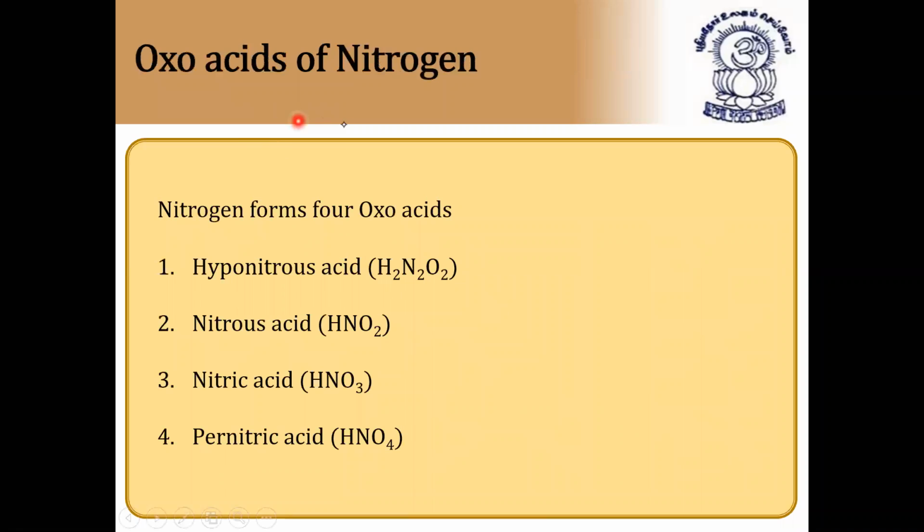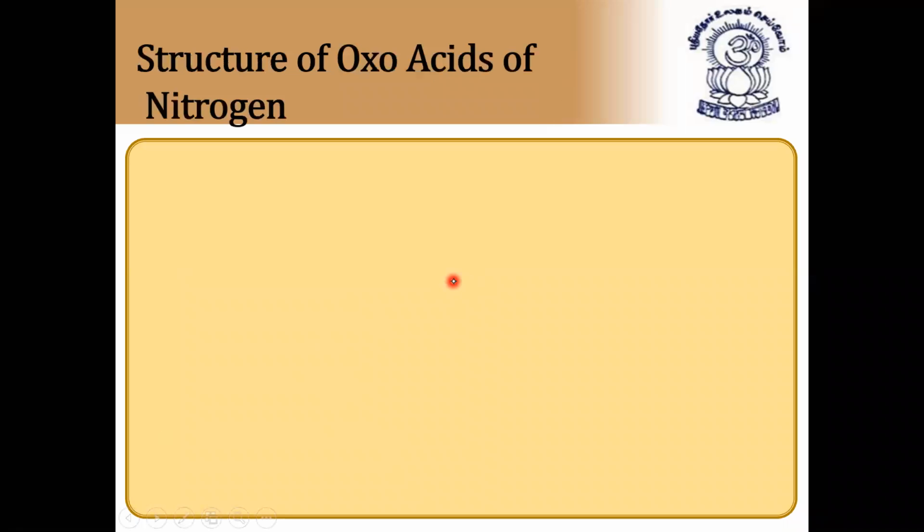Next, oxoacids of nitrogen. Nitrogen forms four oxoacids. Oxoacids, not oxyacids. It's called oxoacids. It can form four oxoacids, that is hyponitrous acid, nitrous acid, nitric acid, pernitric acid. So in all this, which is more acidic also we are going to discuss now. So let us see the oxoacids of nitrogen.